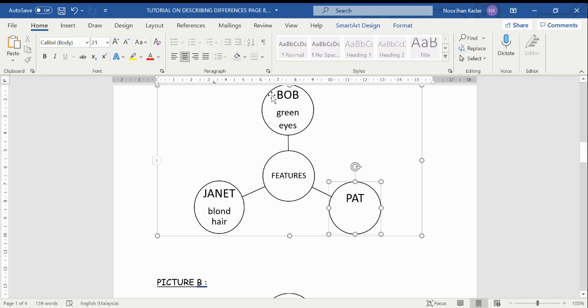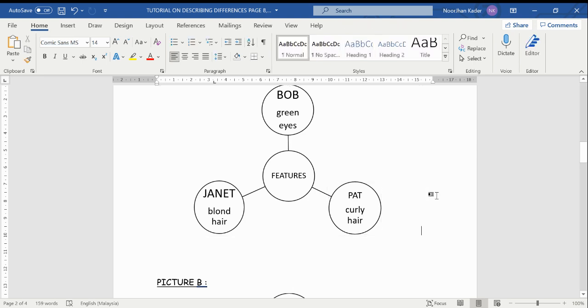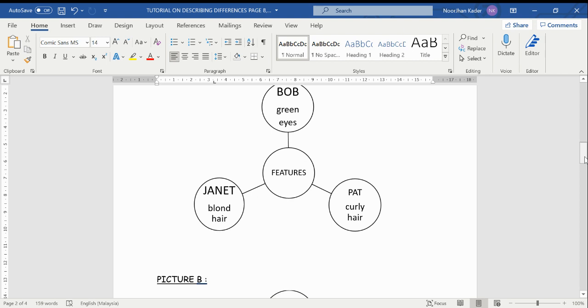So I have already made 3 circles here. Actually 3 bubbles. Bob, Janet, and Pat. And the title is features. Features means their physical features, so how they look and how to differentiate them. So to differentiate each one of them, I've already typed their features in each of the bubbles or circles. Okay, so Pat has got curly hair. This is to make it easier for you to see the difference later on.